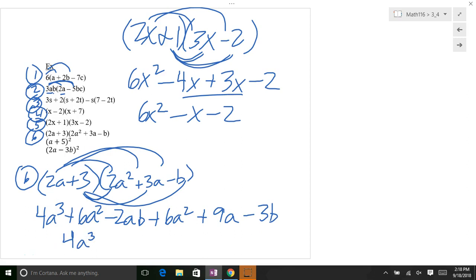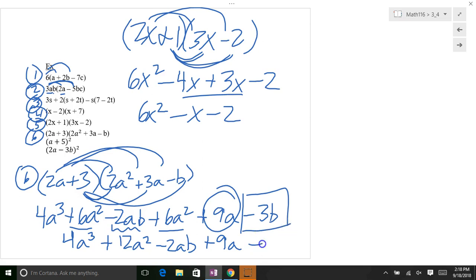There's no other a cubes. We got a 6a squared, another 6a squared. So 12a squared. We got negative 2ab. There's no other ab's. Right, this is a loner. Looks like the 9a is a loner. And then finally the minus 3b is also a loner.